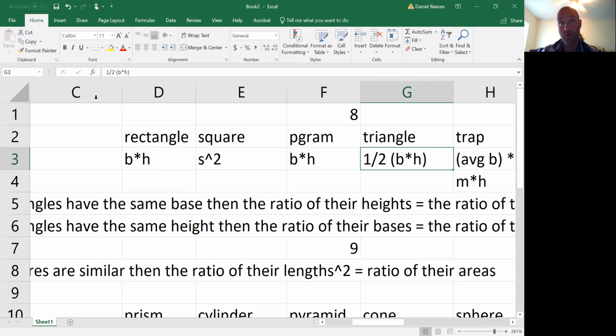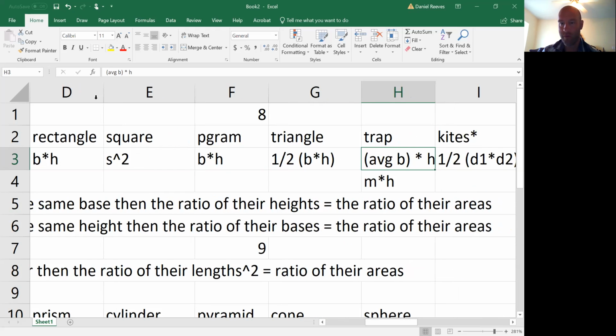With two congruent triangles, I could split them up and form a rectangle which has the base and the height of the triangle. And since there's two of them which make up the rectangle, the area of a triangle is going to be half that of a rectangle or parallelogram with the same base and height. So it's just 1/2 base times height.